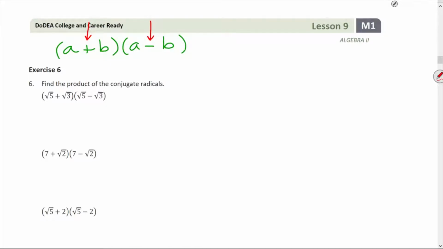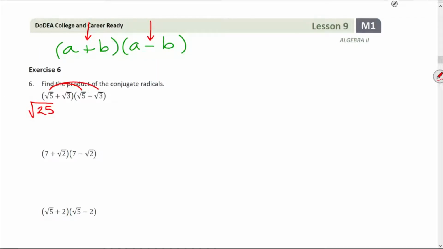The idea of the conjugate is the exact same. The first term is the same, the last term is the same, and that middle sign is switched. And we'll talk really quickly here about why that's useful. If I multiply these binomials together, which, by the way, are conjugates of each other, root 5 times root 5 is root 25.